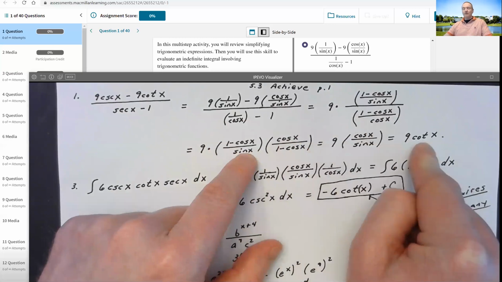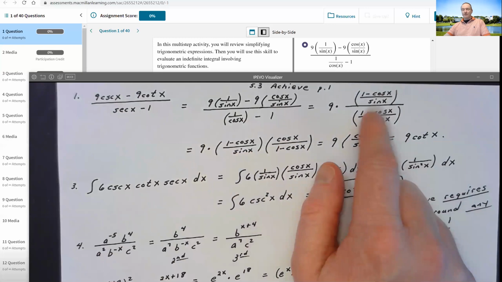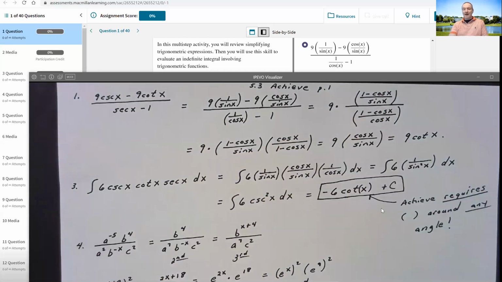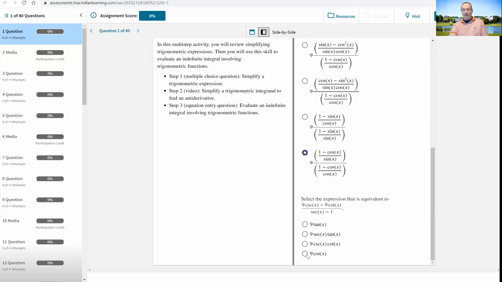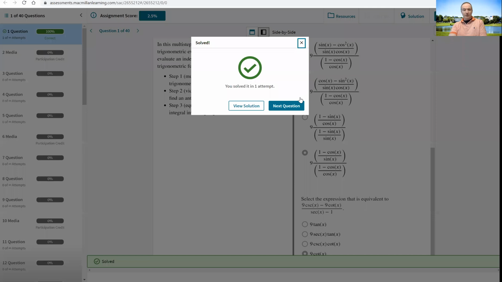Now, to answer the rest of the problems in their expression, they'll want this format for the second one, 9 times 1 minus cosine over sine divided by 1 minus cosine over cosine. So when I try to find that here, my numerator, 1 minus cosine over sine, my denominator, 1 minus cosine over cosine, it has to be the last choice here. And then when this simplifies out, like I said, it's going to reduce down. Those 1 minus cosines cancel, and you're left with cosine over sine, which is cotangent. Has to be the last one. We'll check that. And it says correct.